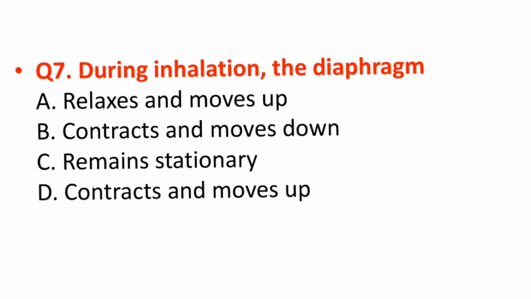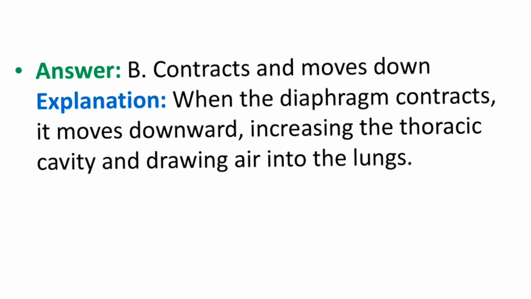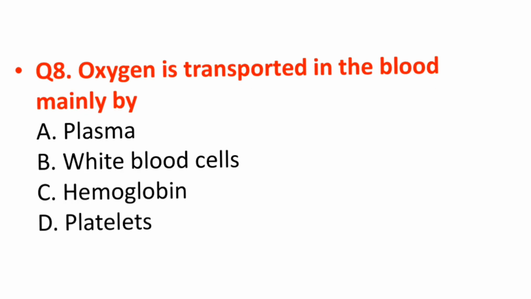During inhalation, the diaphragm option A relaxes and moves up, option B contracts and moves down, option C remains stationary, option D contracts and moves up. The correct answer is option B contracts and moves down. When the diaphragm contracts, it moves downward, increasing the thoracic cavity and drawing air into the lungs.